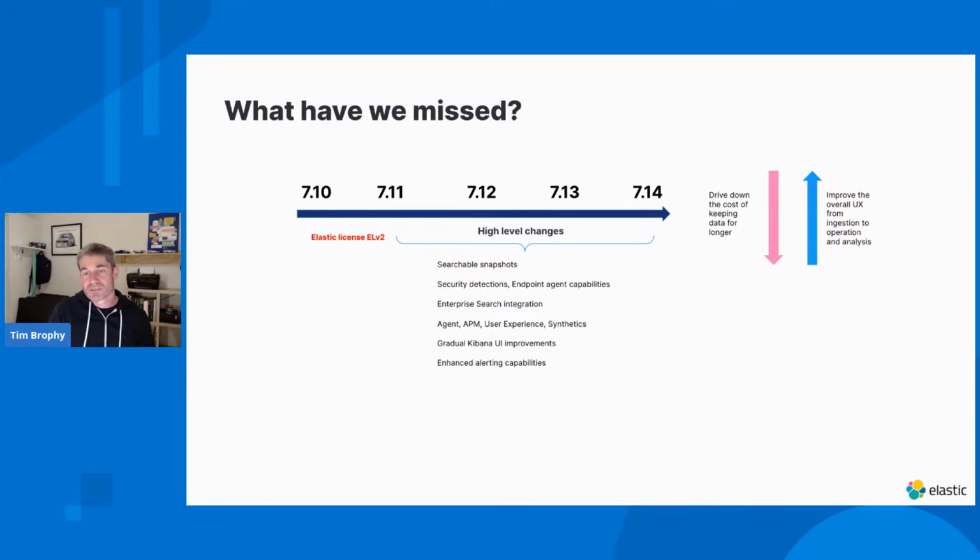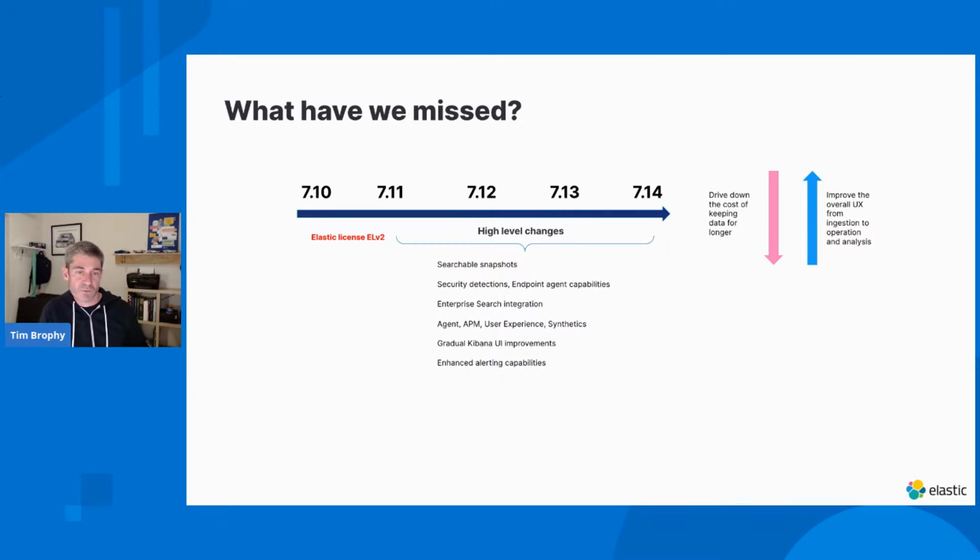The high level principles have basically been to drive down the cost of keeping data for longer. As you keep data for longer, in the traditional licensing model, you've got to pay more. What we're trying to do is make it cheaper to keep data for longer by leveraging things like searchable snapshots. Offload data, put it onto a snapshot, which is cheap and not necessarily performance storage, but you still want your data to be online.